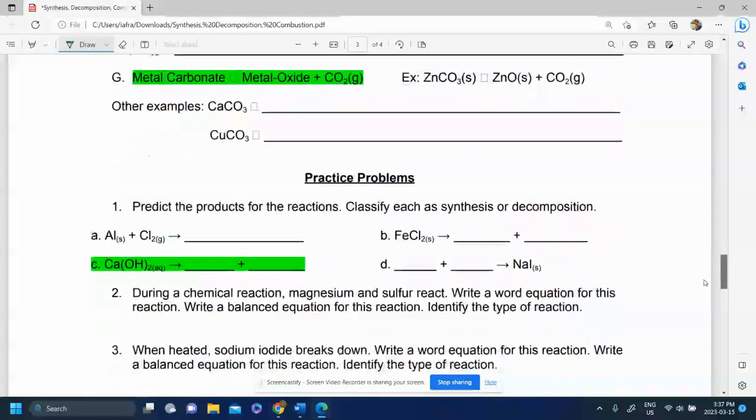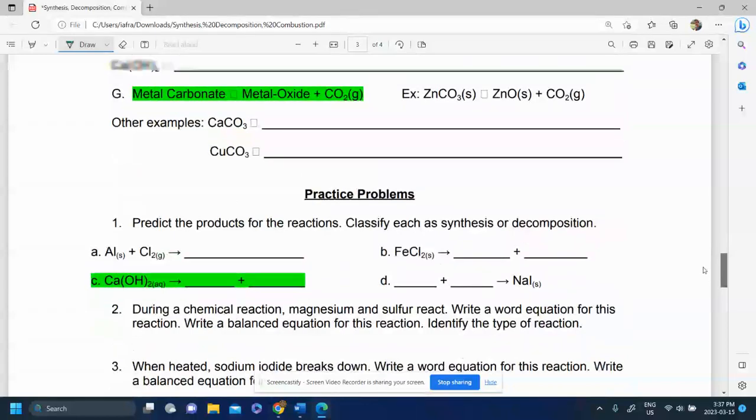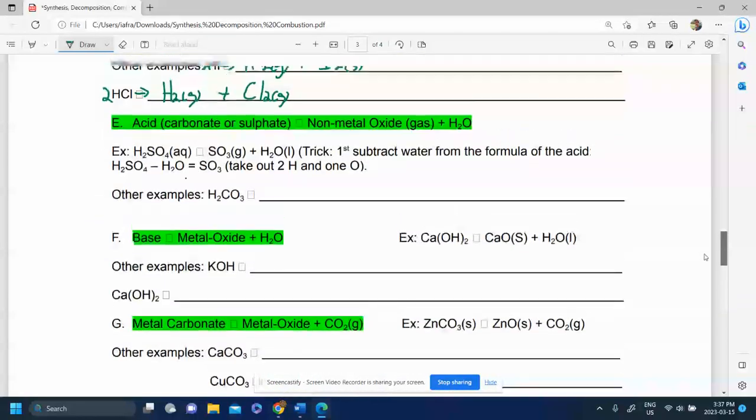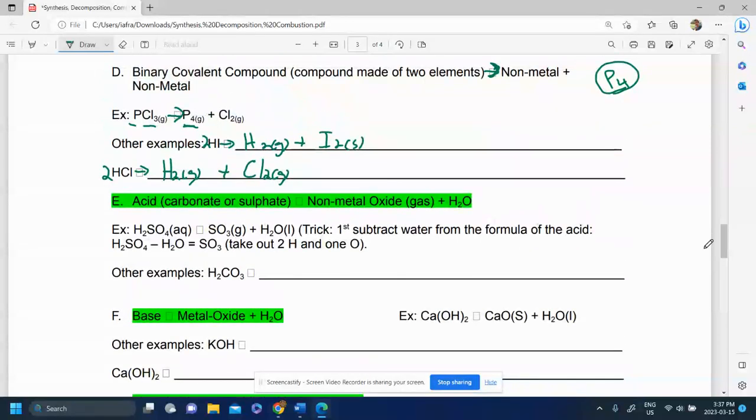Just like with the synthesis reactions, you don't need to do the ones that are highlighted in green here. All you really have to do is be able to identify that they're decompositions. So for example, if you see an acid and it's broken up into a non-metal oxide and water, you know it's decomposition because one thing made more than one thing, made 2 things, for example. So here we had H2SO4 broke down to form SO3 and H2O. I need you to identify that that's decomposition.